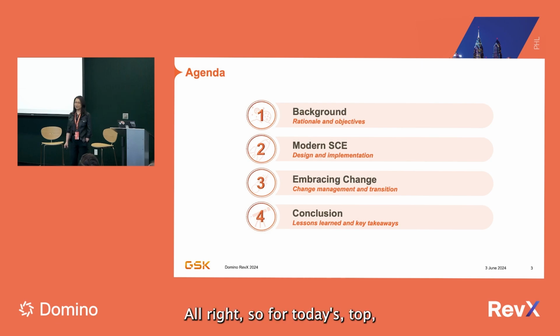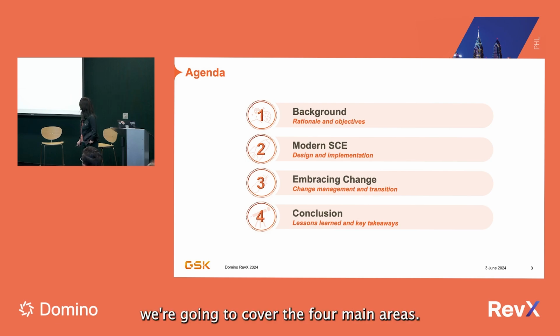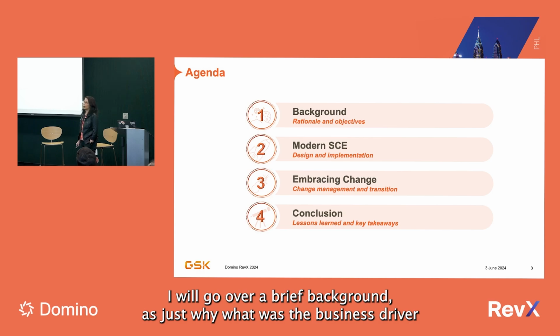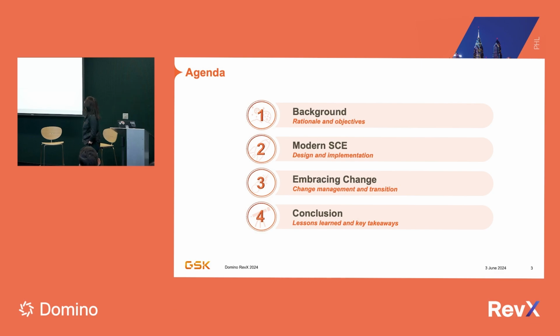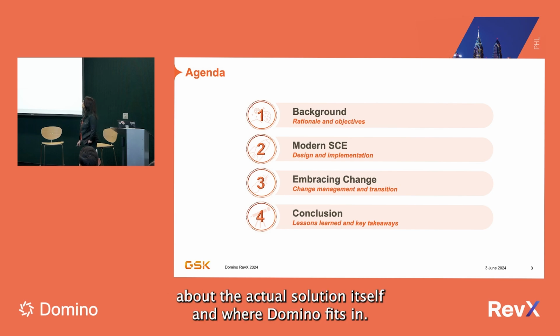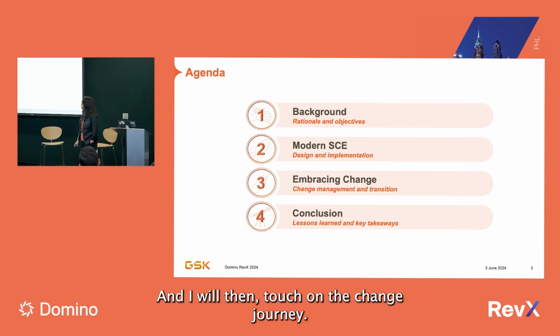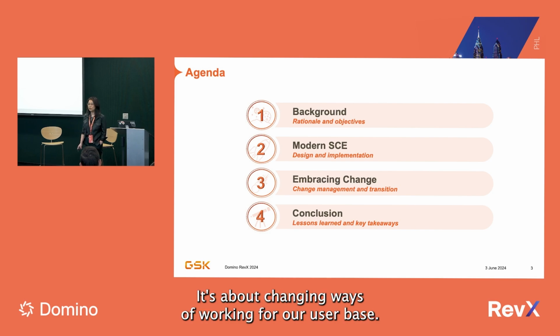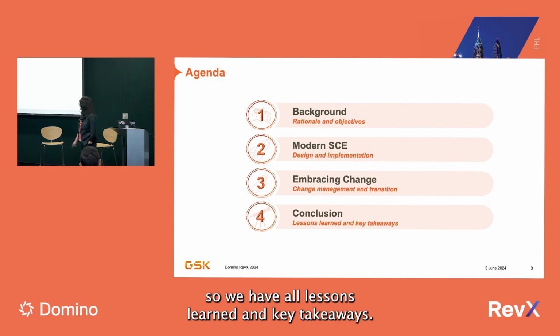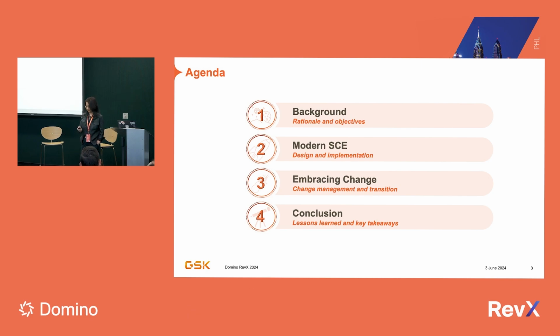All right, so for today's talk, we cover four main areas. I will deliver a brief background on what was the business driver, why it was important for us to implement the smart SCE. And then going into slightly more detail about the actual solution itself and where Domino fits in. And I will then touch on the change journey. Obviously, this is not just about the technical solution, it's about changing ways of working for our user base. And then finally, a brief recap of lessons learned and key takeaways.